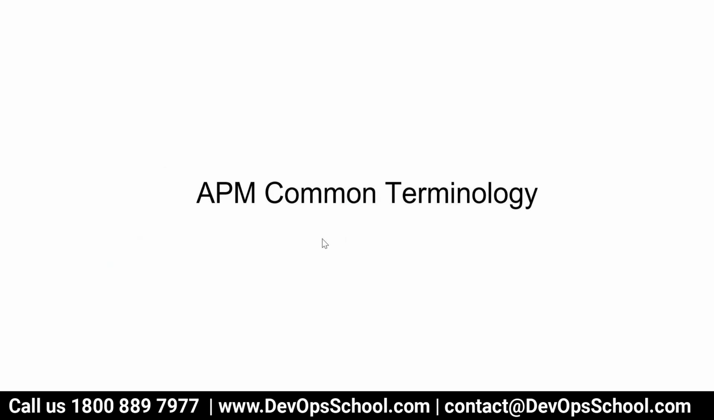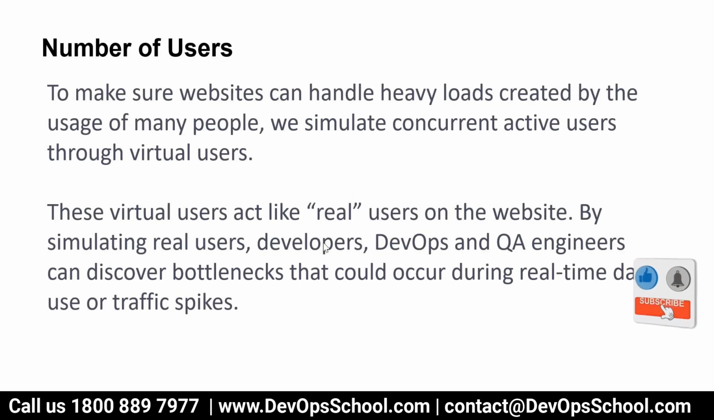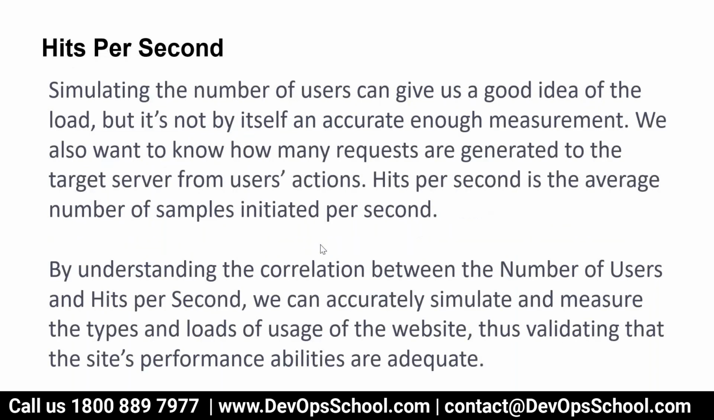Some of the common terminology you use in APM while working with it: number of users on a website. The moment you read it, I think you understand that. Nothing great about it. How many users you have on your website per second, per minute, per hour, per day, all these stats you may have. Hits per second means how many total hits you are getting per second on your website or app. That is the stat.